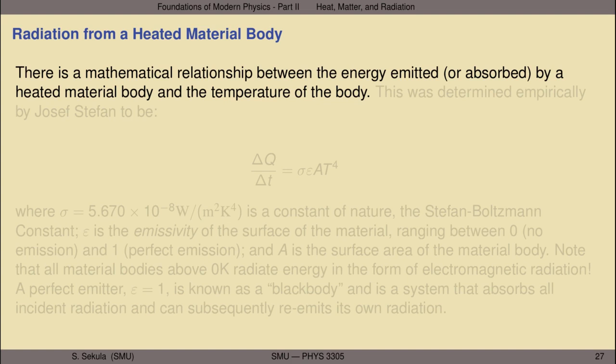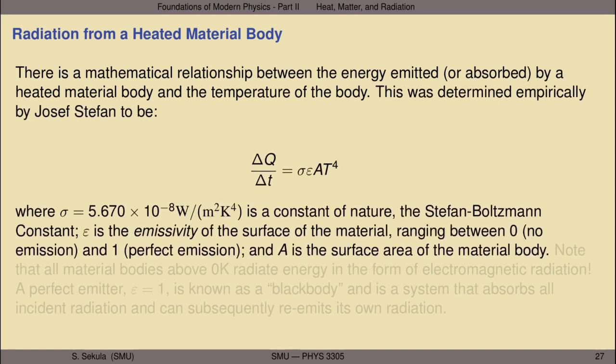There is a mathematical relationship that has been determined by experiment in the late 1800s and early 1900s between the energy that is emitted or absorbed by a heated material body and the temperature of that body. This was determined empirically by Josef Stefan to be the following: that the power radiated or absorbed by a body, that is to say the change in heat energy per unit change in time, is given by the product of four numbers: sigma, which is a constant of nature known as the Stefan-Boltzmann constant, whose value is 5.670 times 10 to the minus 8th watts per meter squared per Kelvin to the fourth.